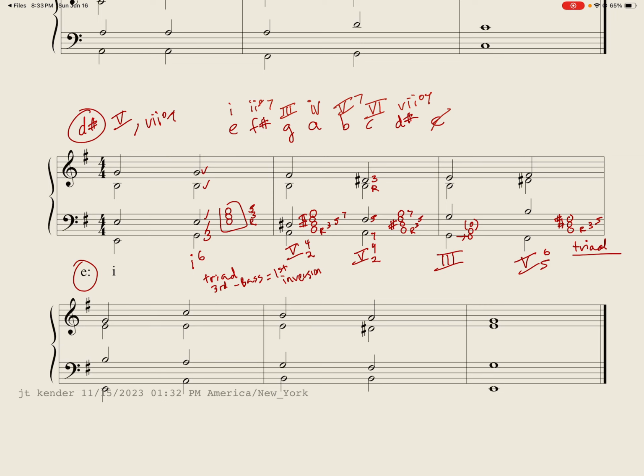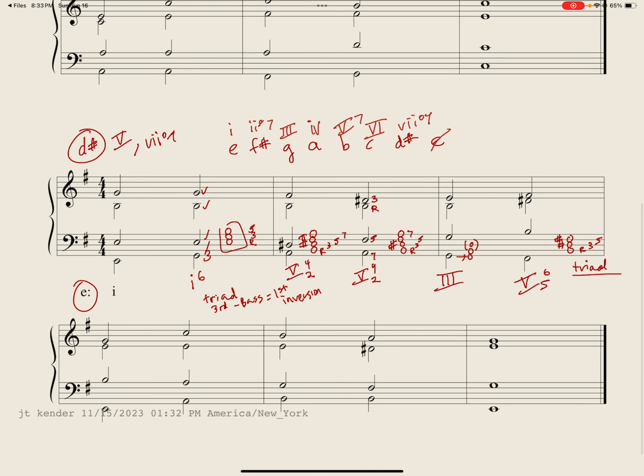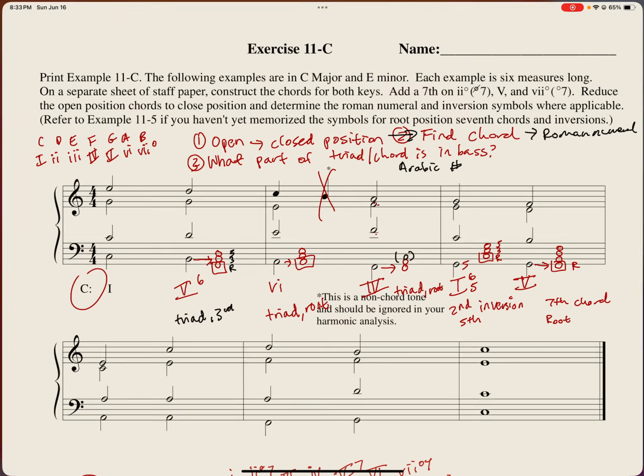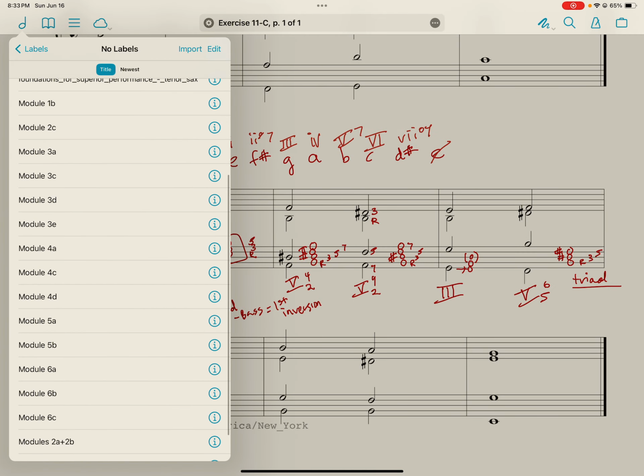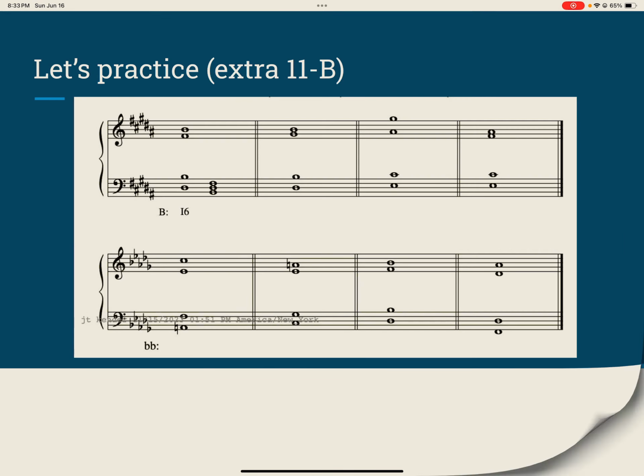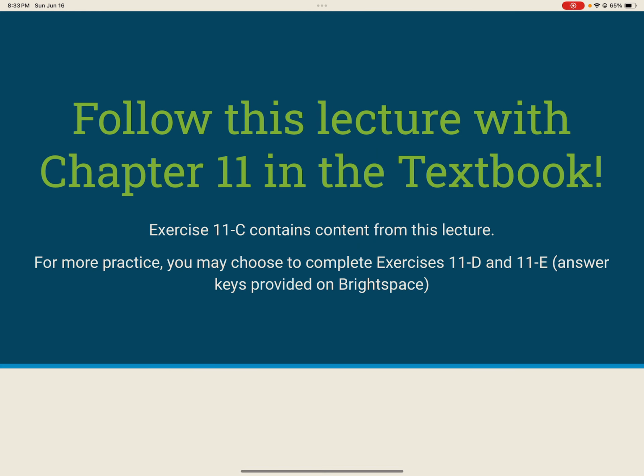And I'll let you figure out the rest of this on your own. So, gentle reminder that you're following this with chapter 11 in the textbook. And if you want to, you can look at the answer keys for 11B, D, and E, which I will post probably on Tuesday or Wednesday, so that you're able to look at it if you would like to. So please let me know if you have any questions, and I will see you in the next module.